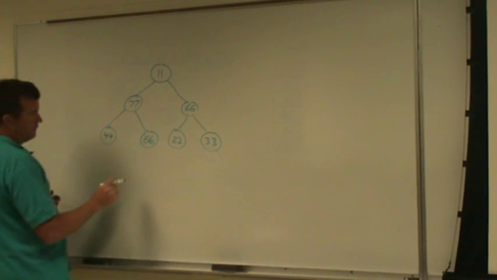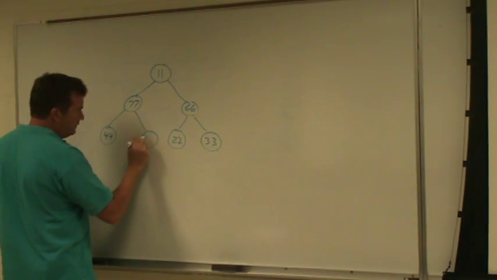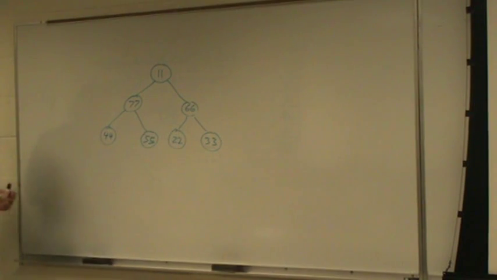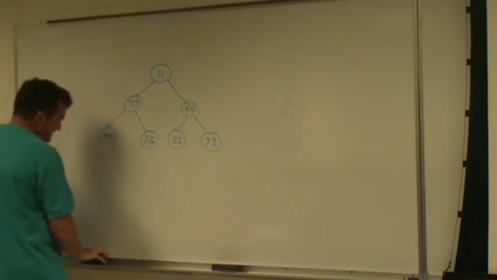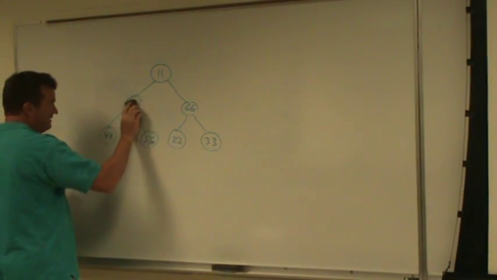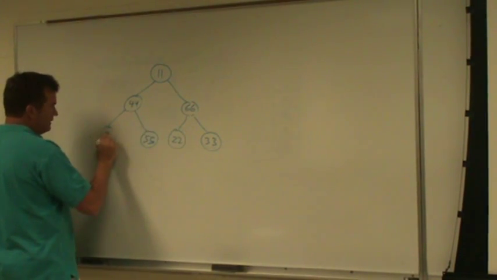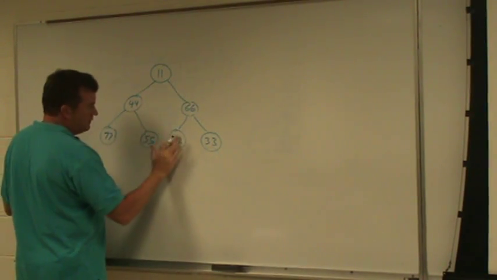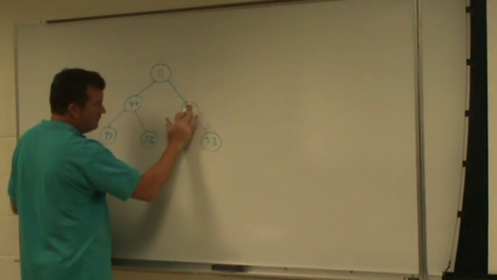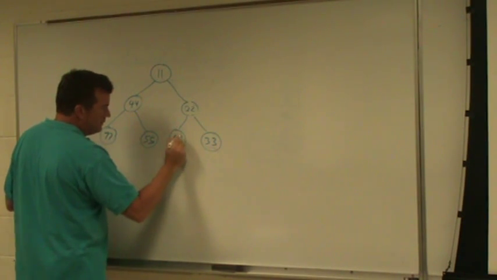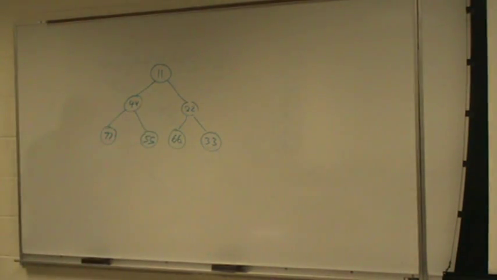Okay, that's a min heap. Put a 55 here. Oh wait, what am I doing? Uh, 44, 77. Okay, that's a min heap. The root is the smallest, every child is bigger than the parent. And that's true in every case, right?